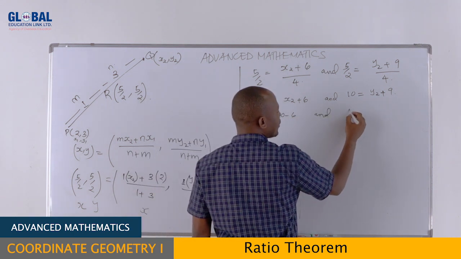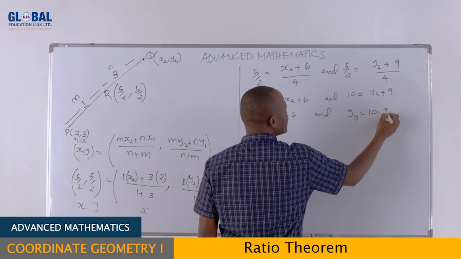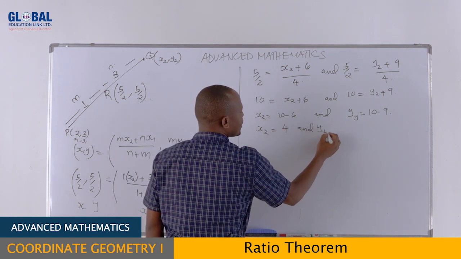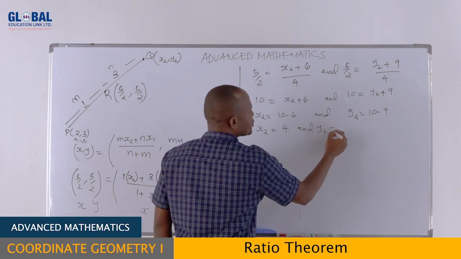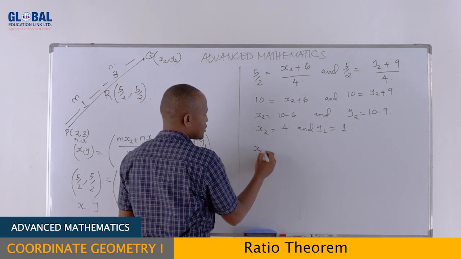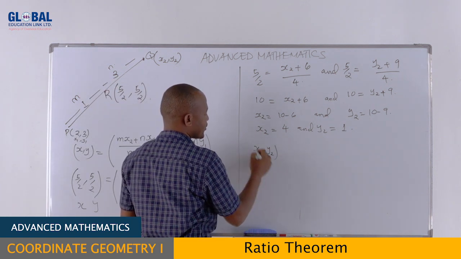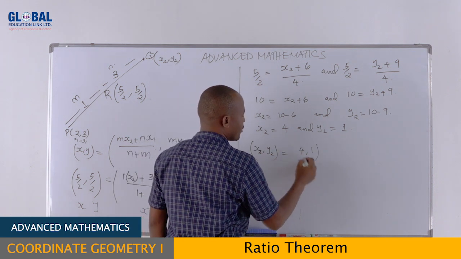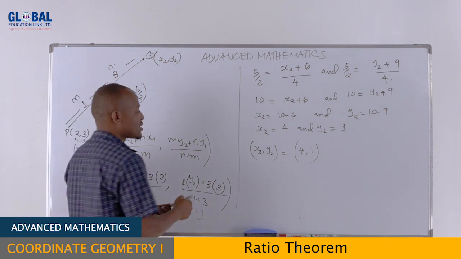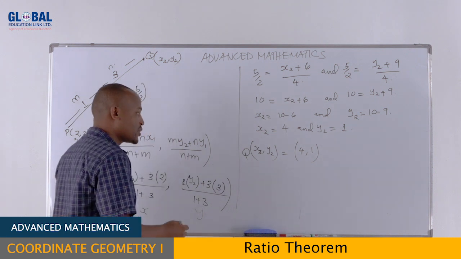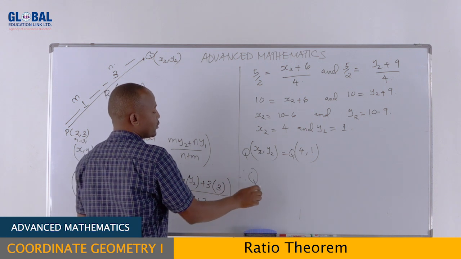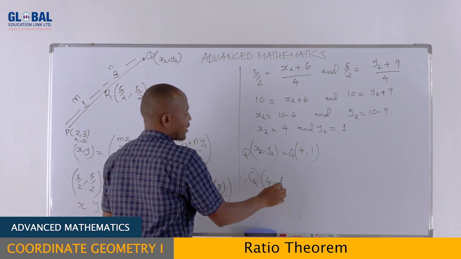And on the other side, y2 equals 10 minus 9. That is to say, x2 equals 4. And y2, oh sorry, y2 equals 1. Collecting those, x2, y2 equals 4, 1. So this is the point Q that we were supposed to find. Therefore, Q is (4, 1).